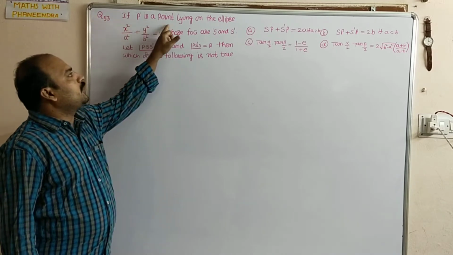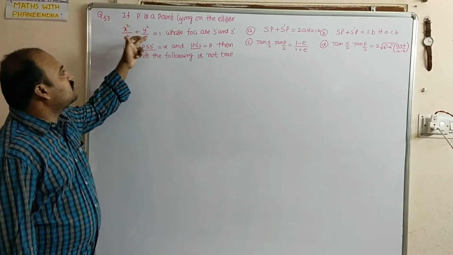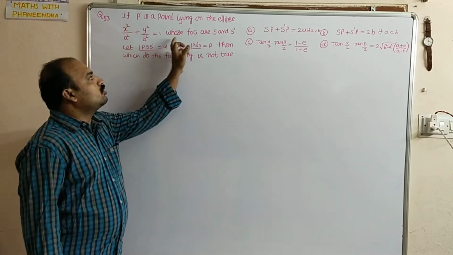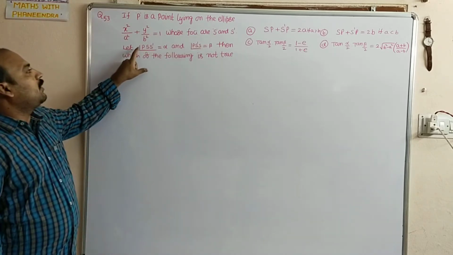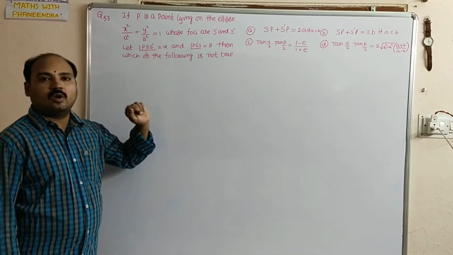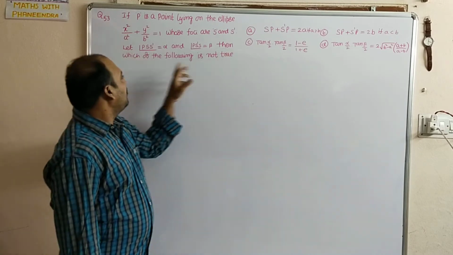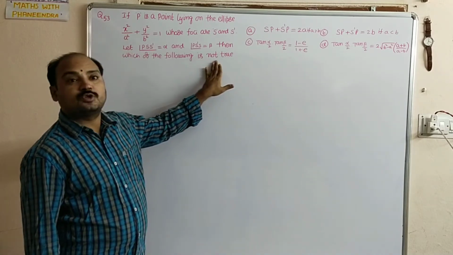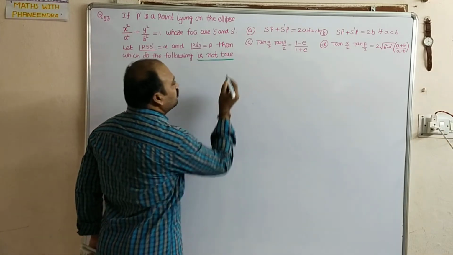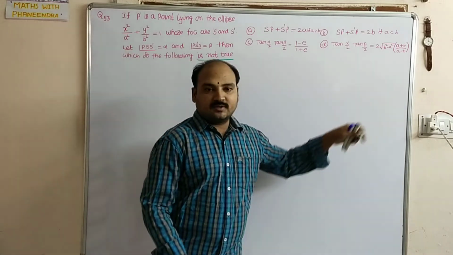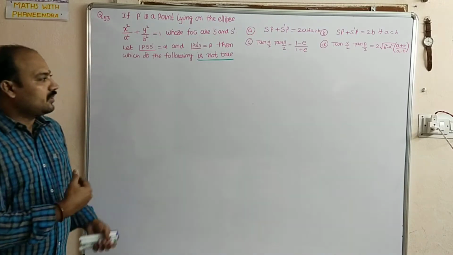If P is a point lying on the ellipse x square by a square plus y square by b square equal to 1, whose foci are S and S dash, let angle PSS dash equal to alpha, angle PS dash S equal to beta, then which of the following is not true? Here you have to underline whichever is not true. So options are given like this. One by one, option verification we will do by getting the concepts.